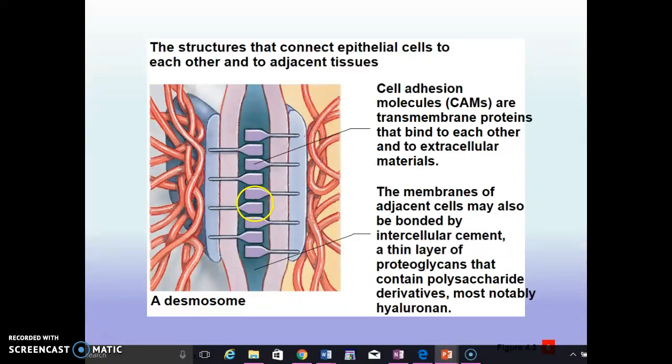Here's a close-up of the desmosomes. And this is what's going to attach epithelial cells to the nearby cells. These cell adhesion molecules, or CAMs, are proteins between the membranes that bind one membrane to the next membrane. There can also be a type of intercellular cement, some proteoglycans. That's probably the most important part there.